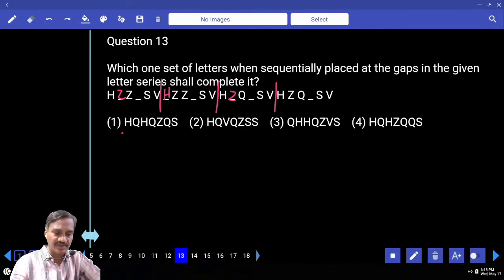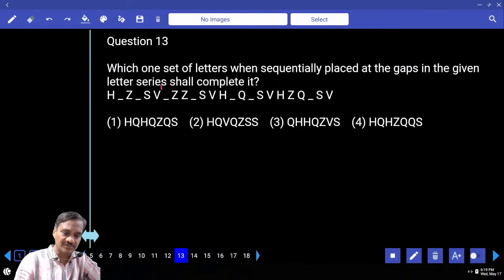H, Z, Z. Then next one, H, Z, Z, and R, S, V or Q, S, V. Now H, first element is H. What is the first element missing out here? H, Z. Then H, Q. That doesn't come again, does it? Now H, Z, H, Z, Z. Then next one, now each of this one.